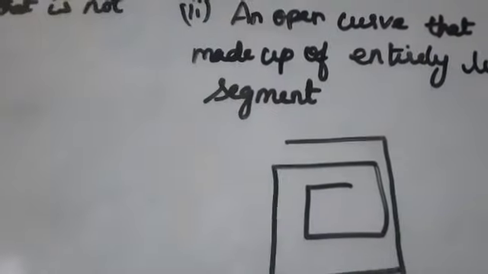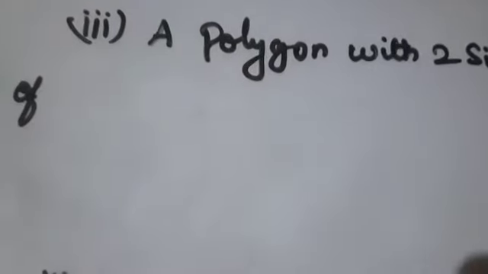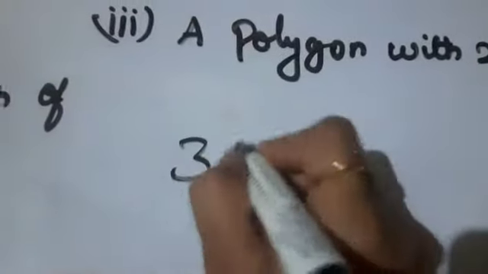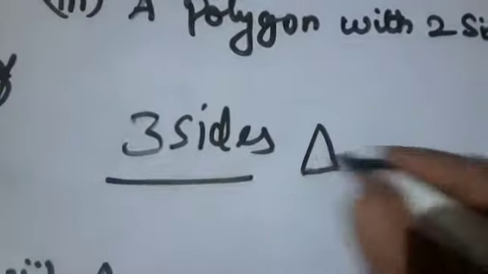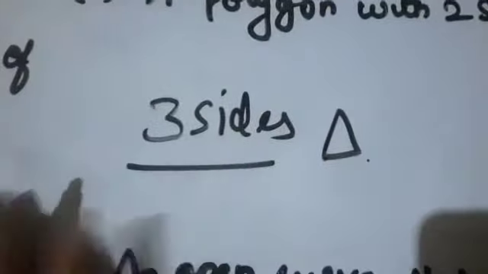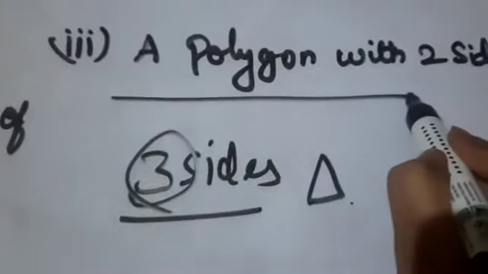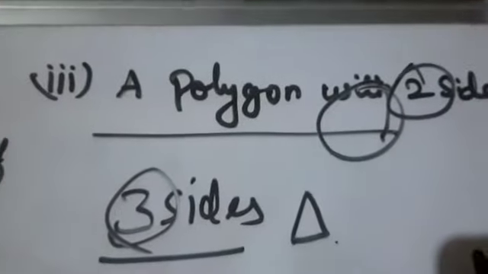The third statement is a polygon with two sides. This is not possible. Why? Because a polygon needs at least three sides. For example, a triangle. Triangle is an example of a polygon. We cannot form a polygon with two sides.